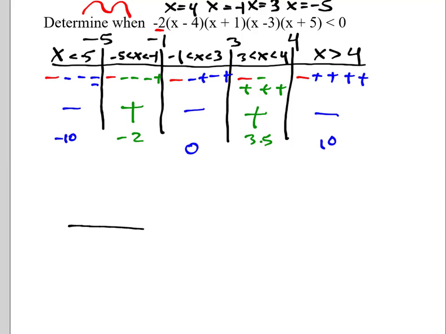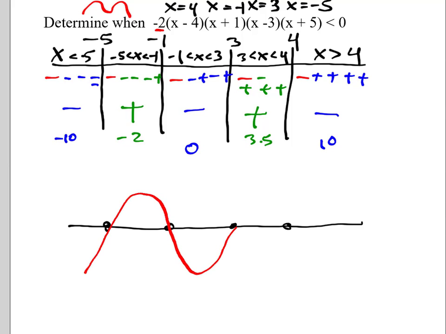So if we draw our graph really quickly and we mark out those x-intercepts, and let's draw it in red. So this says negative, so I should be below, then positive above, negative below, positive above, negative down, and there's my M shape, which I doodled at the top here with a negative leading coefficient, and everything checks out.